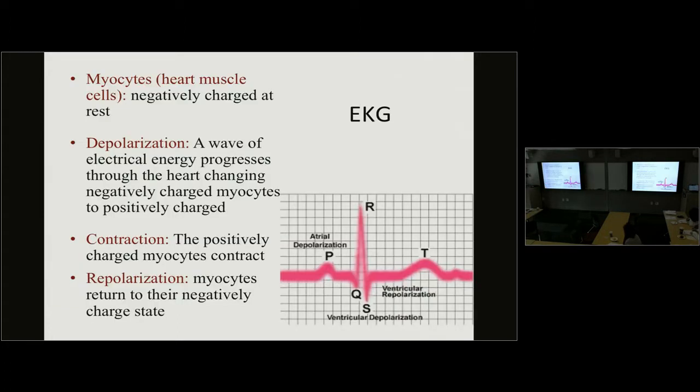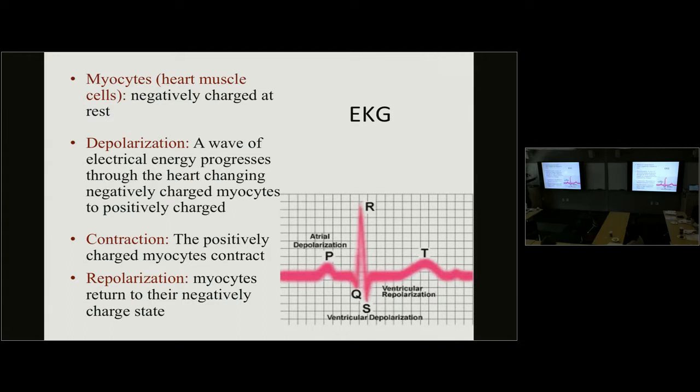So let's talk about a little bit of the basics, okay? Myocytes, those are the heart muscle cells, right? They are typically negatively charged at rest, okay? And then something happens to them called depolarization, and depolarization is when you have a wave of electrical energy that changes your negatively charged to positively charged.